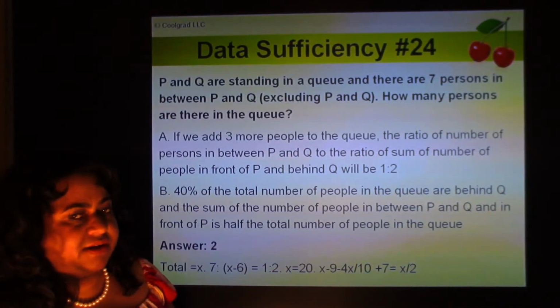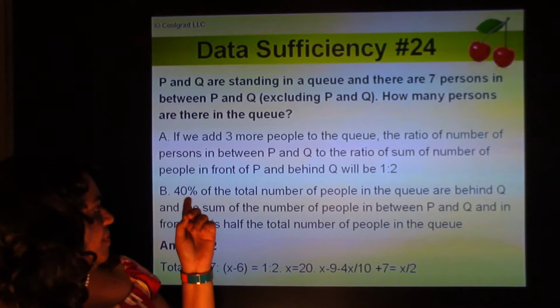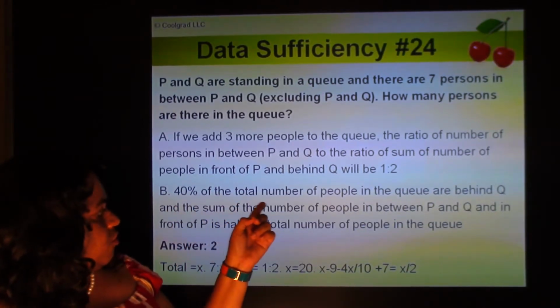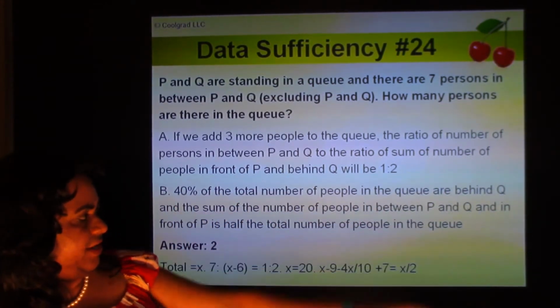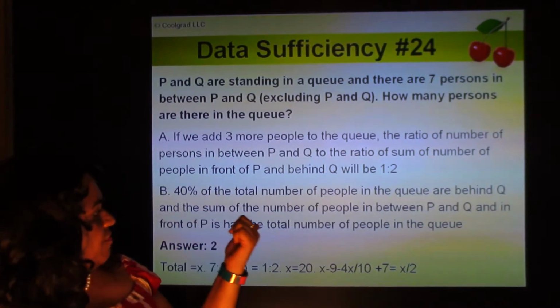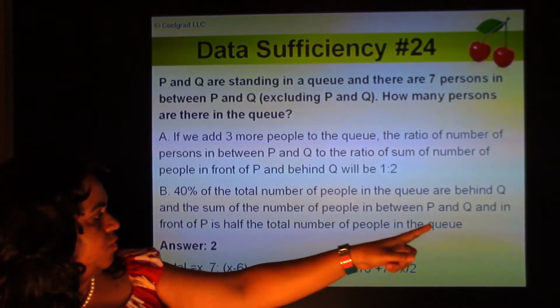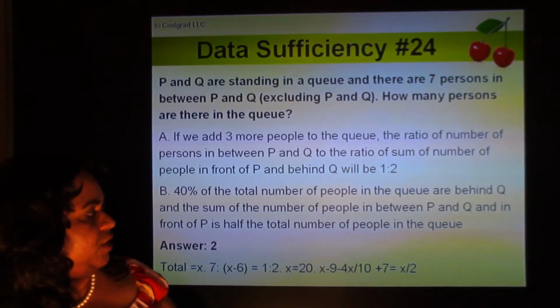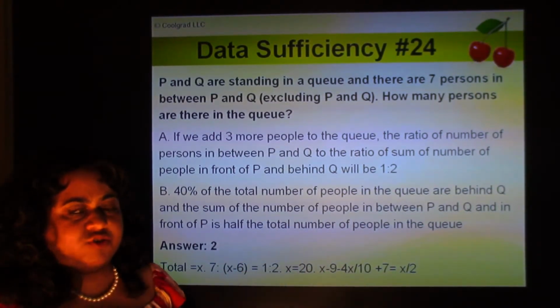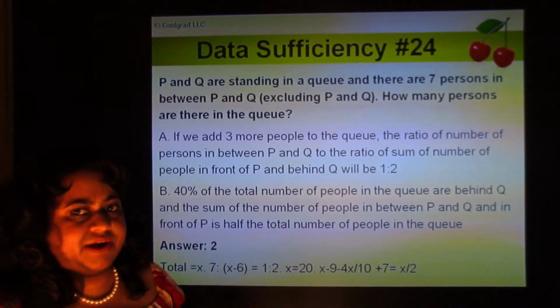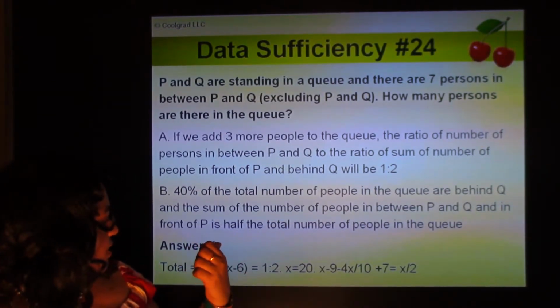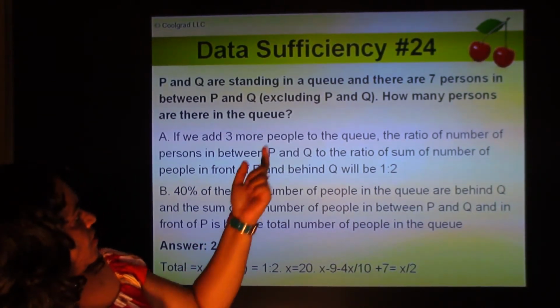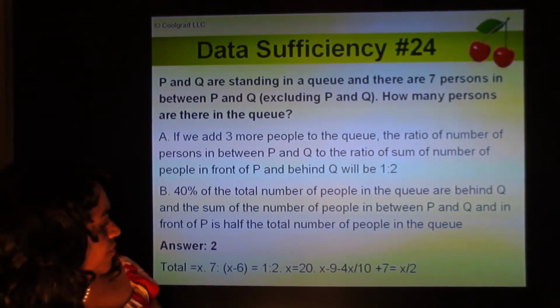So let's slowly read that again, okay? Statement B. 40% of the total number of people in the queue are behind Q, and the sum of the number of people in between P and Q and in front of P is half the total number of people in the queue. So in such cases, you have to use your scribble pad and draw a diagram and try and count the total number of people in the queue. So you have to find the total number of people in the queue.